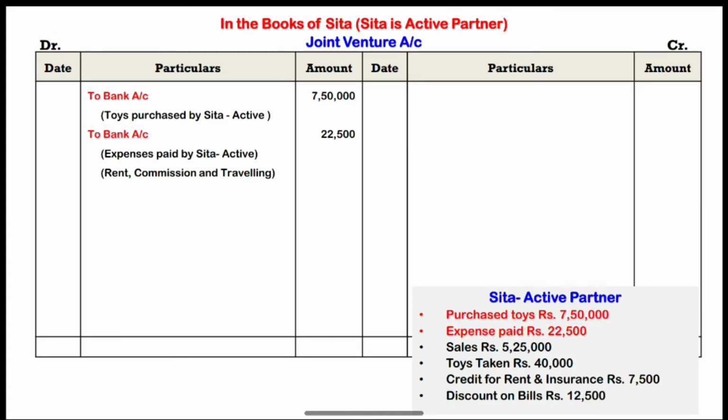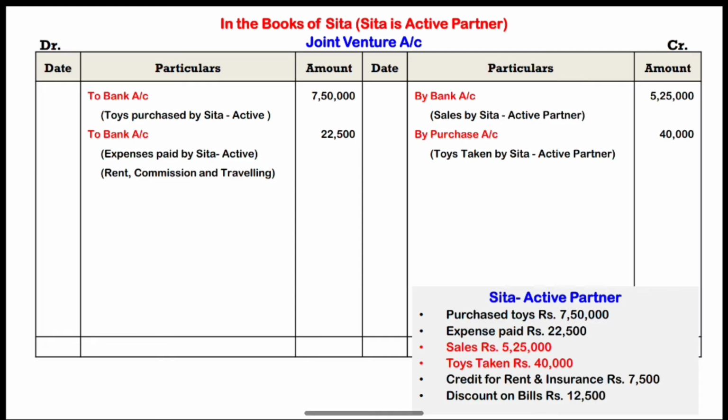Let's do it here. First, let us take Sita's own transactions. Sita is the active partner, purchased and expenses paid. So in joint venture, on the debit side, only one effect as an active partner. To bank, toys purchased 7,50,000. To bank, expenses paid 22,500. Then we have sales and stock taken. So by bank account and by purchase account on the credit side of joint venture account.